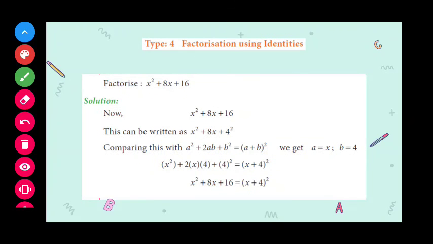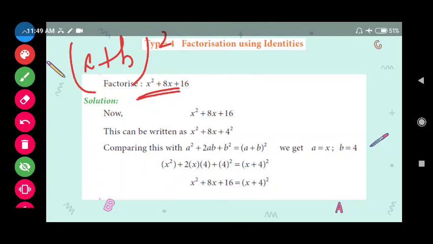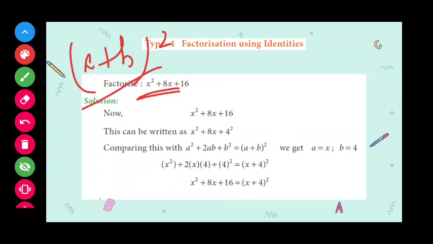So the next thing is factorization using identities. They have been given a trinomial expression like this, x square plus 8x plus 16. How do we represent this in terms of an identity? By saying this is a square, you can tell that this is a square identity, which we saw in the last class. So what are the square identities? We know a plus b whole square, a minus b whole square, a square minus b square, a plus b into a minus b. This has all plus signs in the entire expression, so this should be the a plus b whole square identity.